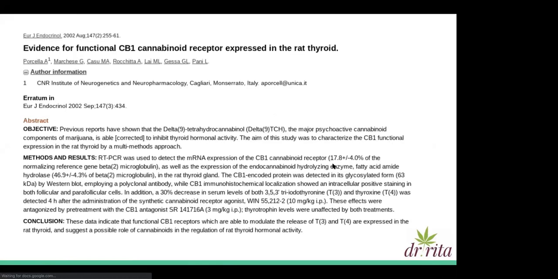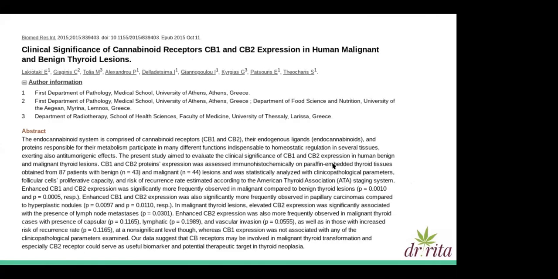And again, here is the study here. Their conclusion, as you see, is CB1 receptors are able to modulate and regulate the release of T3 and T4 in those rats that had thyroid cancer and benign thyroid disease. Another study here, again, shows how CB1 and CB2 in the endocannabinoid system can help modulate and regulate those with benign and malignant thyroid lesions. So the studies and the science is there.